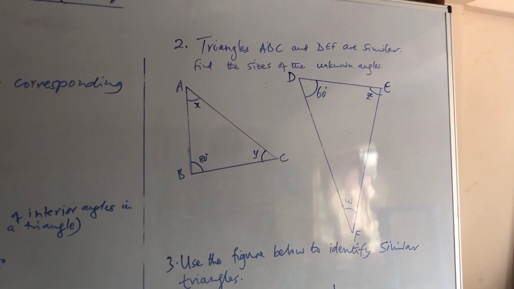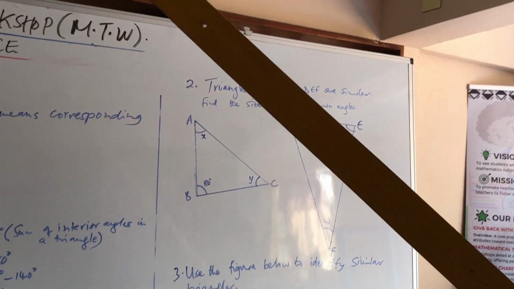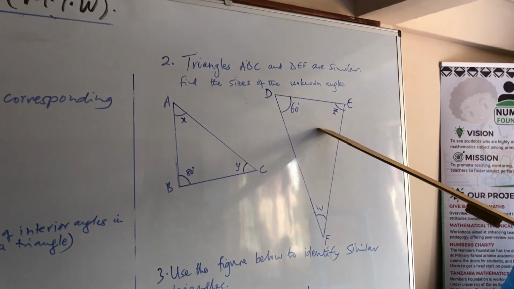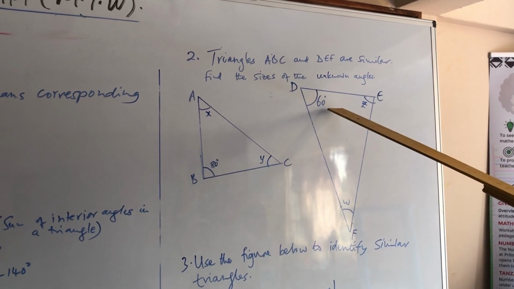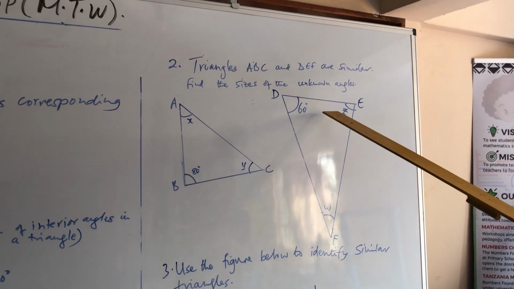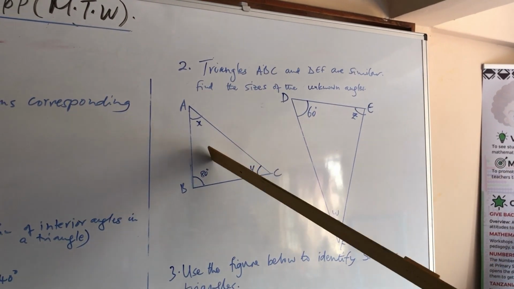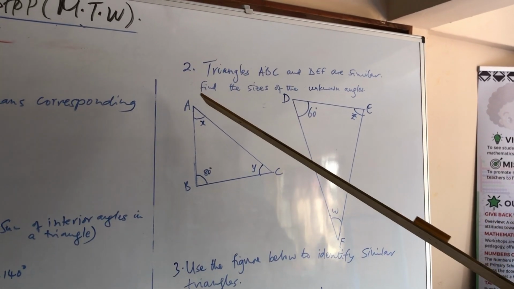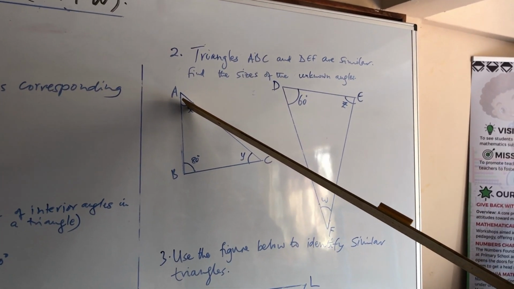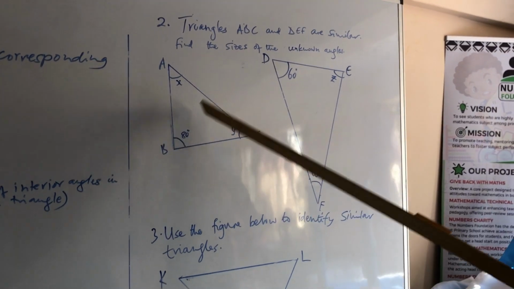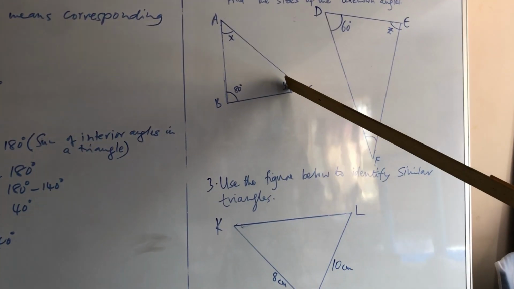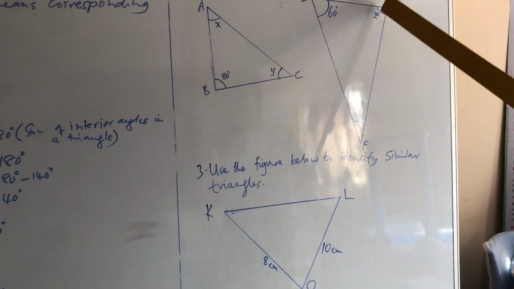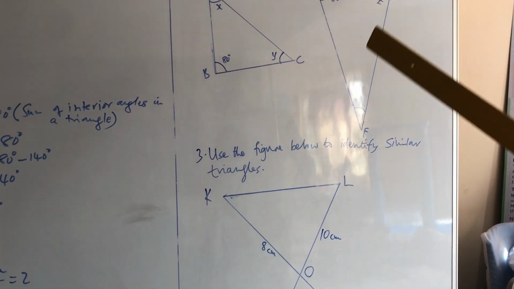Solution for activity number 2. From the 2 triangles above, we are told that they are similar. ABC is similar to DEF. And you can see the information given in the triangles, whereby angle A is X in size, angle B 80 degrees, angle C Y in size, angle D 60 degrees, E, Z, and F, W.